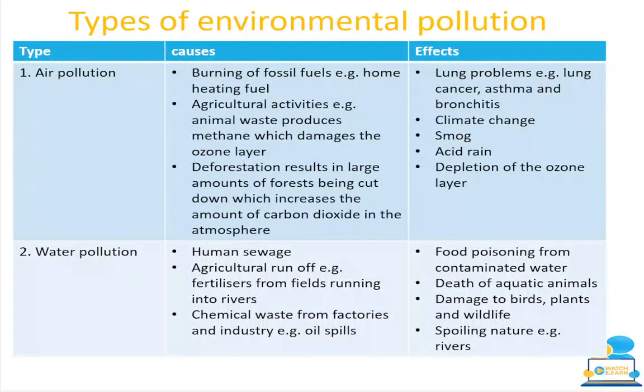Chemical waste from factories and industry, so for example your oil spills, and we've all heard of these from big oil rigs, and they basically kill all the fish and all of the birds. The effects of water pollution: food poisoning from contaminated water, so your E. coli, the death of aquatic animals, damage to birds, plants and wildlife, and you're spoiling nature. So if you go for a walk and you see a river and it's all green, it means that there is a serious amount of water pollution and you should not be getting in that water. So here are the two types of environmental pollution.